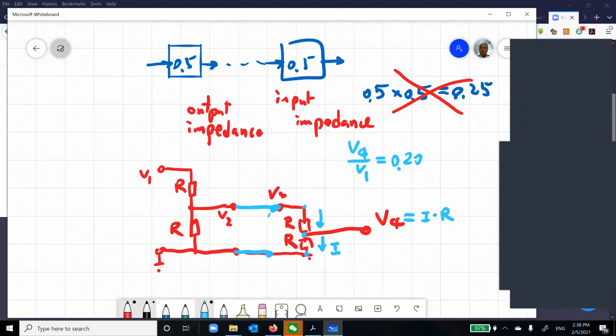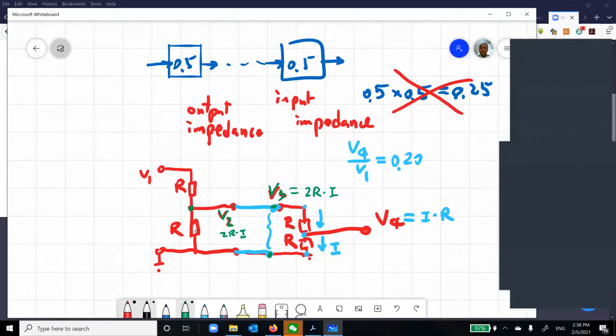So here, what is the current? What is V3, from here to here? V3 is, of course, 2R, so R plus R, okay? 2R times I, right? Yeah. So because V3 is 2R times I, V3 equals V2, right? So V2 is also 2R times I.